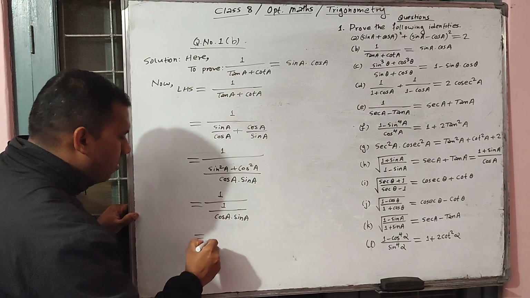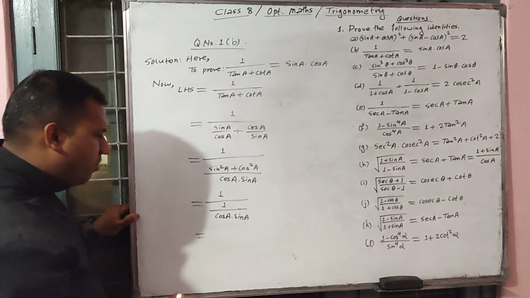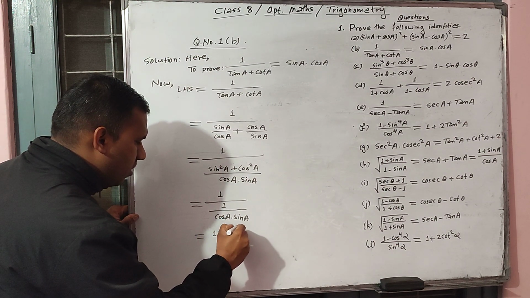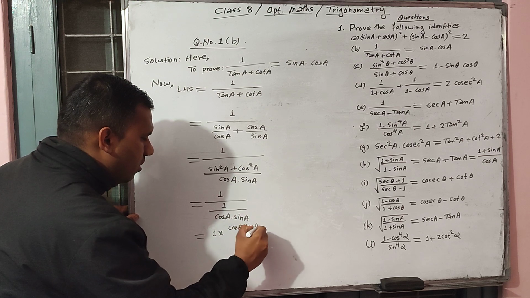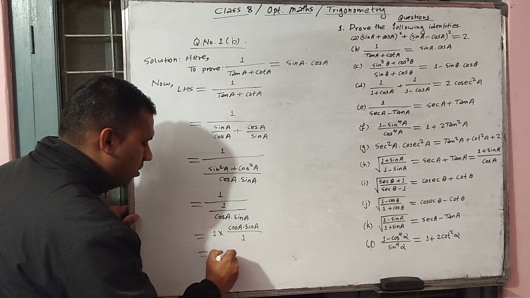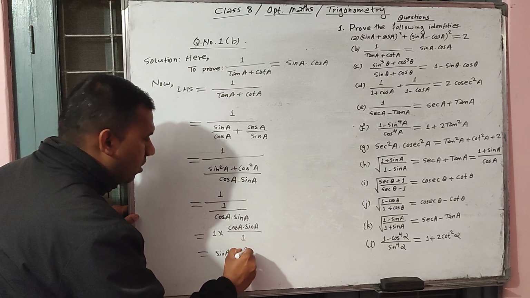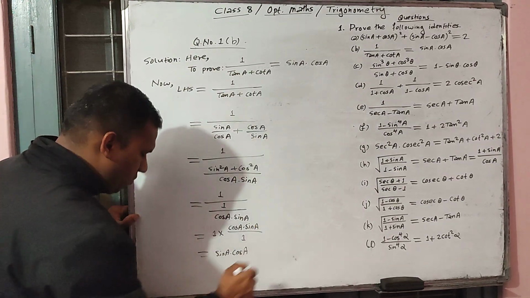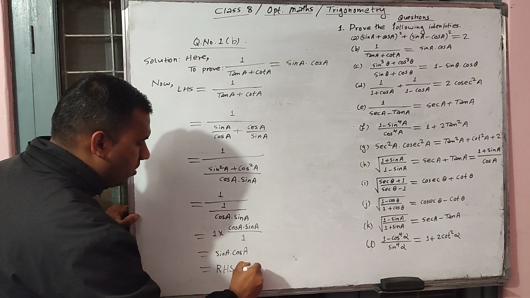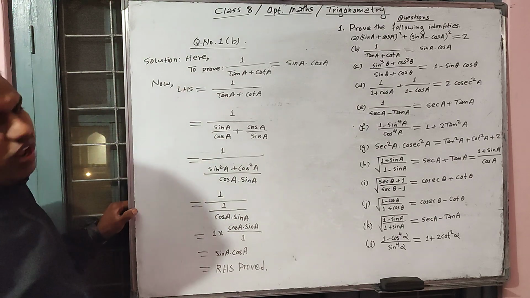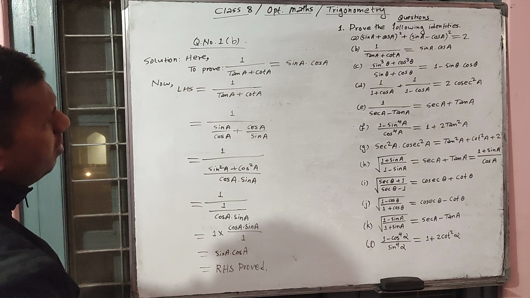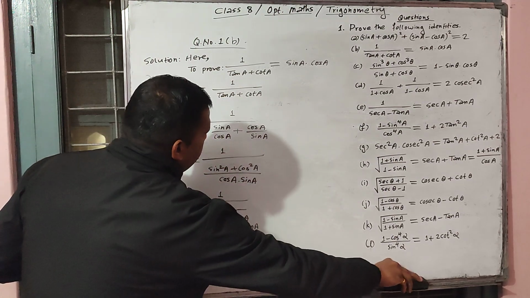This equals this. The denominator fraction is made reverse. So 1 multiplied with cos A sin A upon 1. So this equals sin A dot cos A, which is our RHS. So we can write RHS proved. Okay, students, now we go to the next question. Question number 1C.